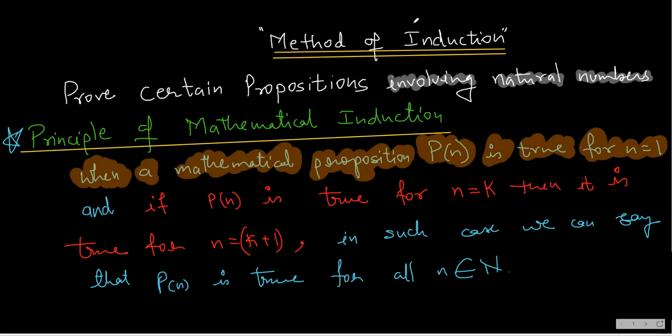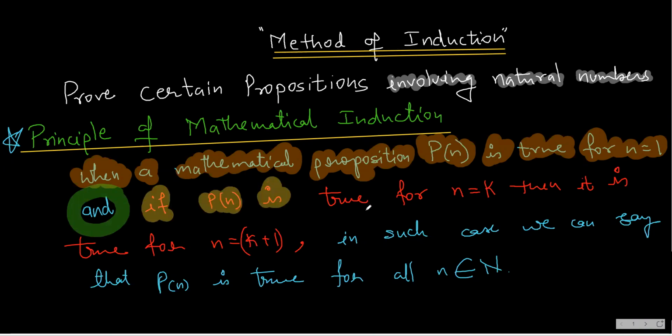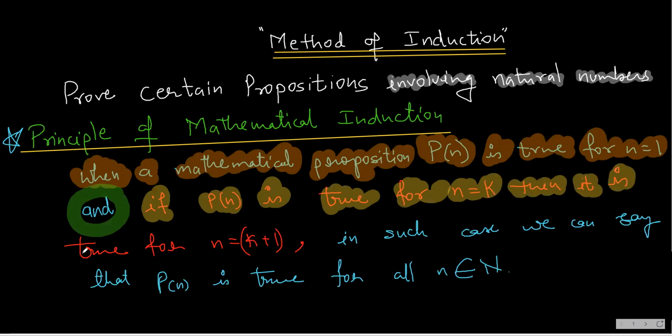Now comes the second stage. You have to understand the second stage. See, the first stage, and you check the word and. Now you have the second stage. The second stage is: if P of n is true for n equals k, then P of n is true for n equals k plus 1. This is the second stage.